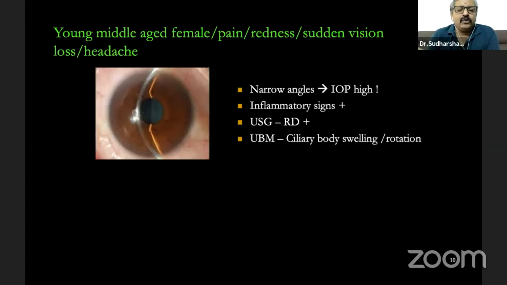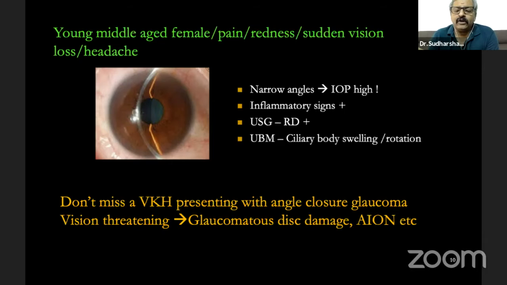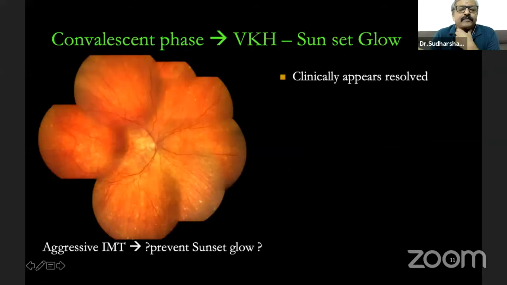VKH does not always present so easily. The classical presentation is the exudative retinal detachment and the pan-uveitis. This is a young middle-aged female presenting with pain, redness, sudden vision loss and headache. This patient presented with narrow angles with increased intraocular pressure. So remember that VKH can present with angle closure glaucoma. A UBM and ultrasound confirm the diagnosis. Ciliary body swelling or rotation can be the initial presenting sign of VKH. So it's important that you don't miss glaucomatous disc damage or an anterior ischemic optic neuropathy because of the raised IOP in VKH.